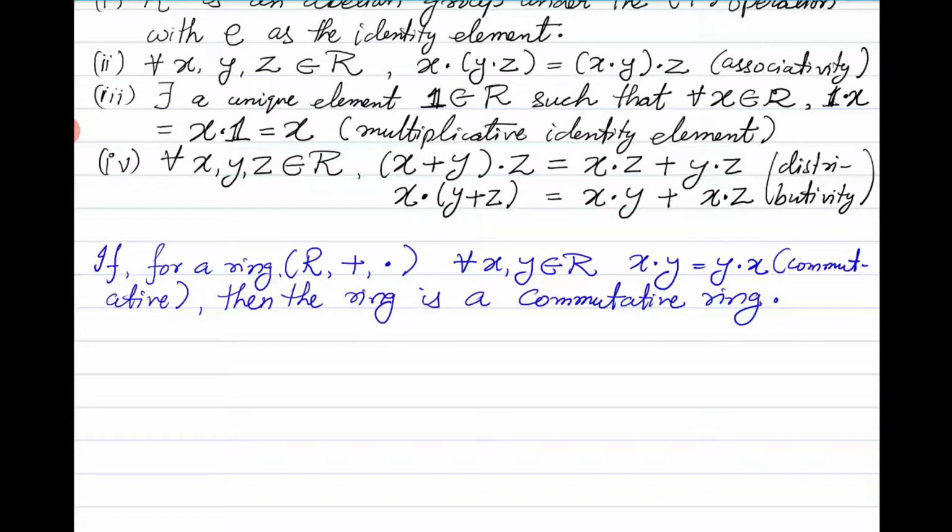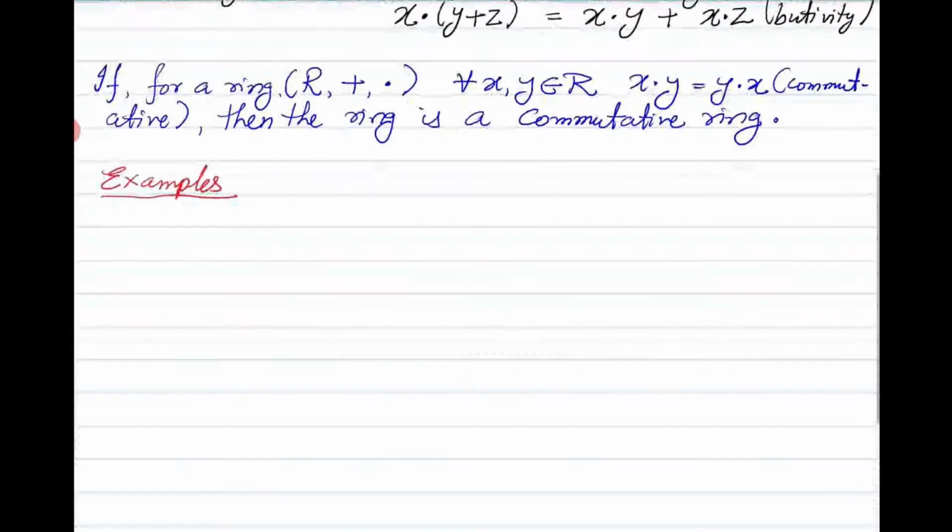So if this commutative nature of the dot operation is associated with the ring, then the ring is a commutative ring. Can you give me some examples of a ring? Can you think of some examples? We'll see some examples for you.